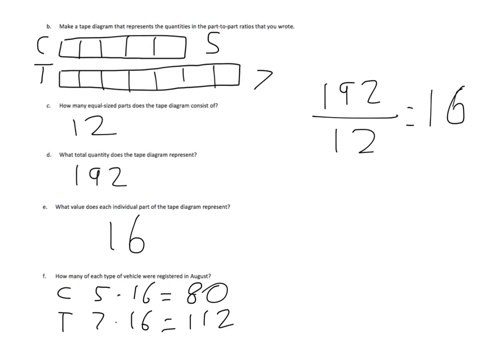So let's review our steps. We first created a tape diagram to see how many sections were there for each of our 2 different types of vehicles. Then we figured out how many total sections there were. Once we figured out how many total sections there were, we divided the total vehicles by the total sections to figure out how much each little section was. And that was where we got 16, and then we multiplied the number of sections for each type of vehicle times the quantity in each section to get us our totals.